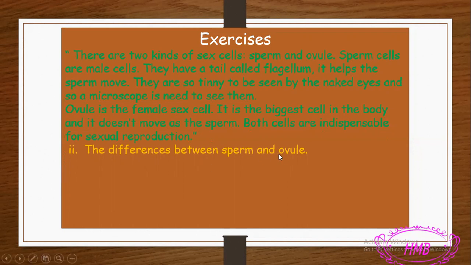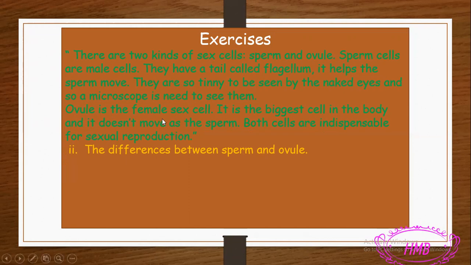So the differences between sperm and ovule. Let's see. Read it from the beginning. Two kinds of sex cell, sperm cell. When they started to talk about the sperm cell, from here I start searching. Sperm cells are male cells. So first thing, the sperm are male. They have a tail. So they move. When they are so tiny. Okay? These are the 4 pieces of information about the sperm. Let's see about the ovule, which information they give us, and then we will compare them to see the differences.